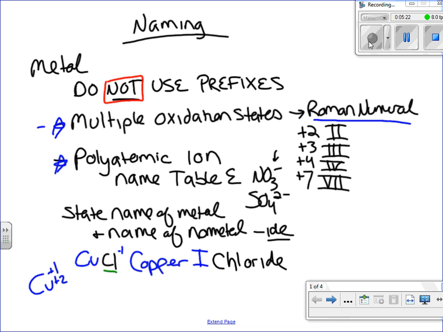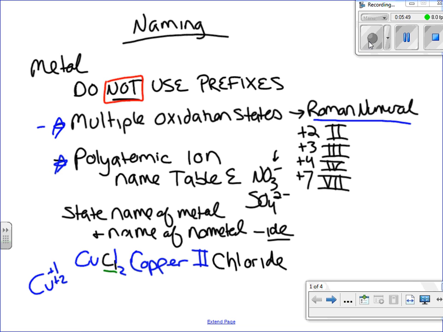Copper 2 chloride would look a little bit different. Copper 2 chloride would be CuCl2. You have 2 chlorines. Each one brings a -1, and therefore copper is going to have a charge of +2. So that would be copper 2 chloride.